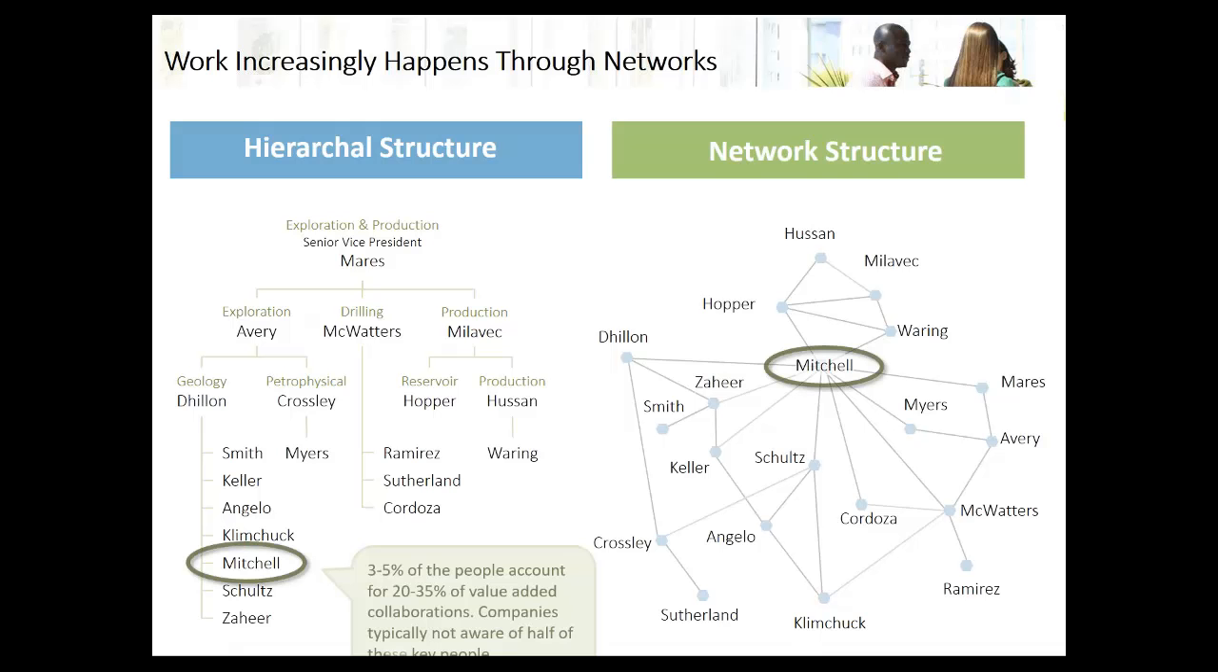And what we can always expect to see is, typically about 3 to 5% of the people account for about 20 to 35% of the value-added collaborations. And usually companies are unaware of about 50% of these people. And they're oftentimes falling into positions of very significant overload in different ways. They get good, they get a reputation, poor role design is driving excessive demands back to them.